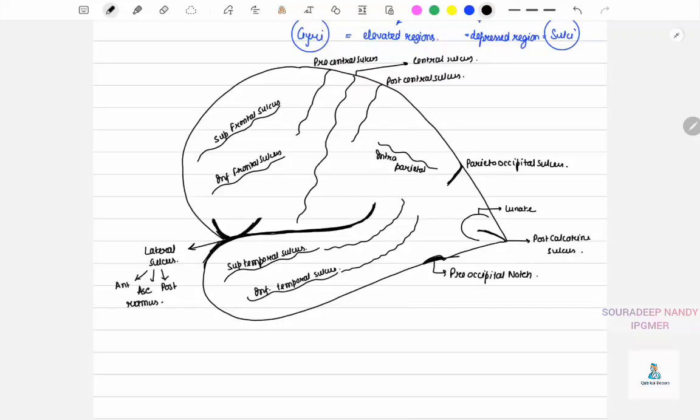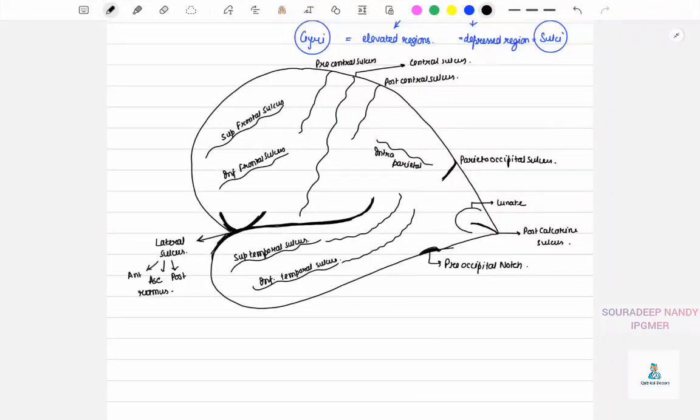Now let us discuss the gyri. Always remember that gyri will be present between two sulci, and it is also true that one sulcus may be present between two gyri. So let us see the gyri. Remember, a gyrus is present between two sulci. The first gyrus that we will see is this. It is the pre-central gyrus, and posterior to the central sulcus it is the post-central gyrus.